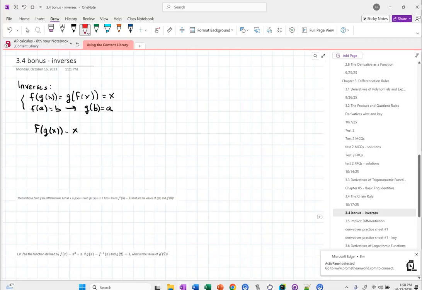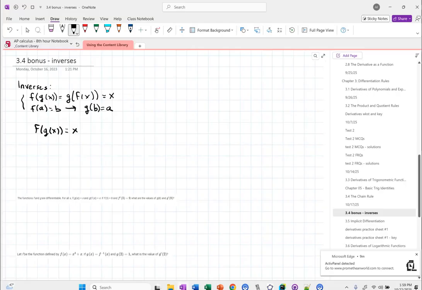So the section that's like our bonus 3-4 content, that our textbook I don't think does a particularly good job of hitting on, but is a common AP topic, is this idea of taking the derivative of inverse functions. So when you're told two functions are inverses, these are the two algebraic statements you get.